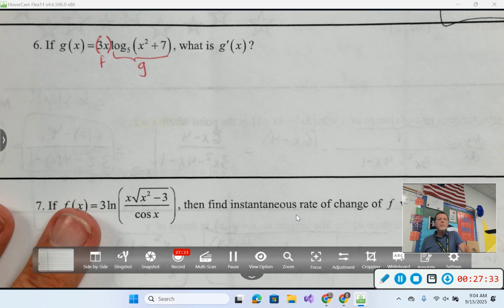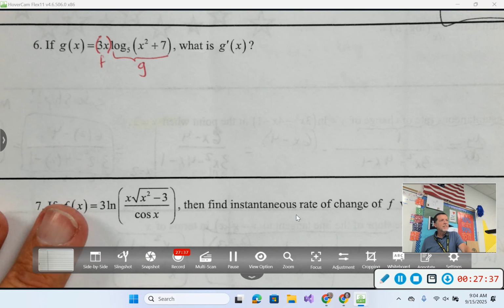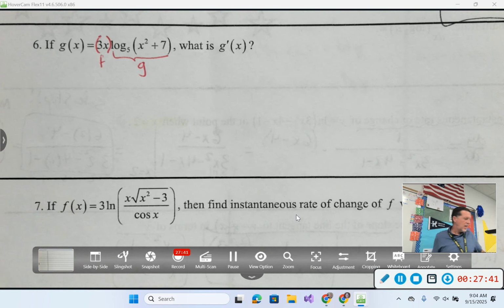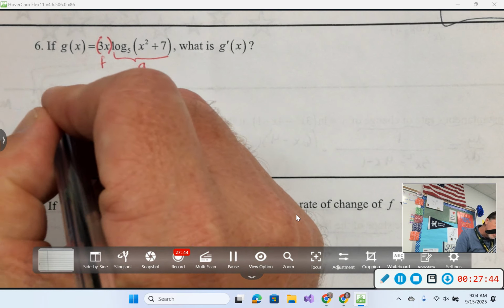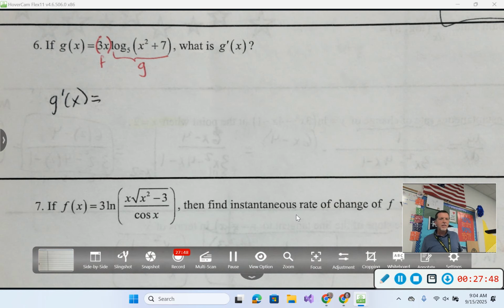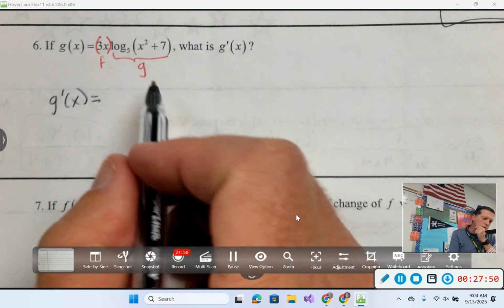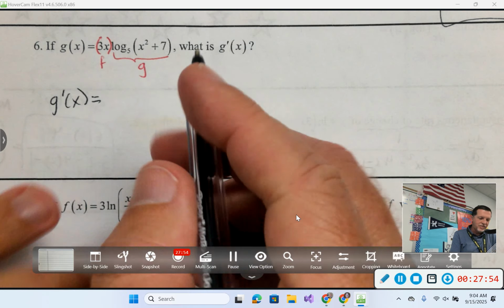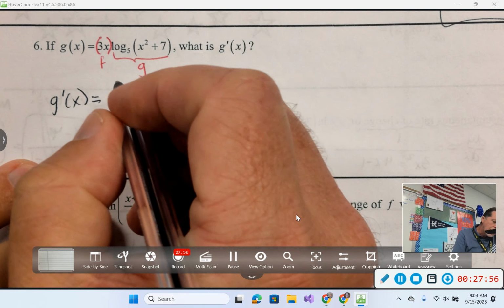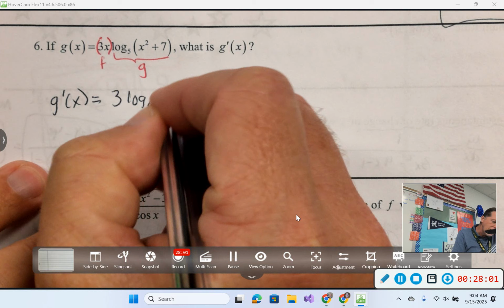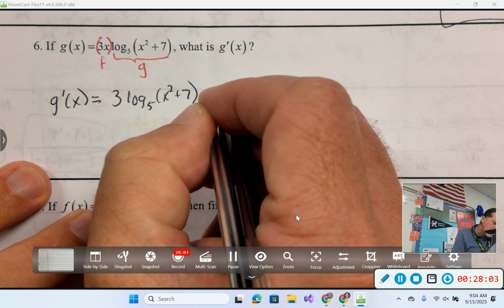Do I want to write out the pieces, or do I want to just jump in and do it all at once? Product rule on the fly. Let's do product rule on the fly. We're good. We can do this. So let's do the derivative of the first one first, just because that's the easy one. Which means we'll leave g alone, so that's still just log base 5 of x squared plus 7.